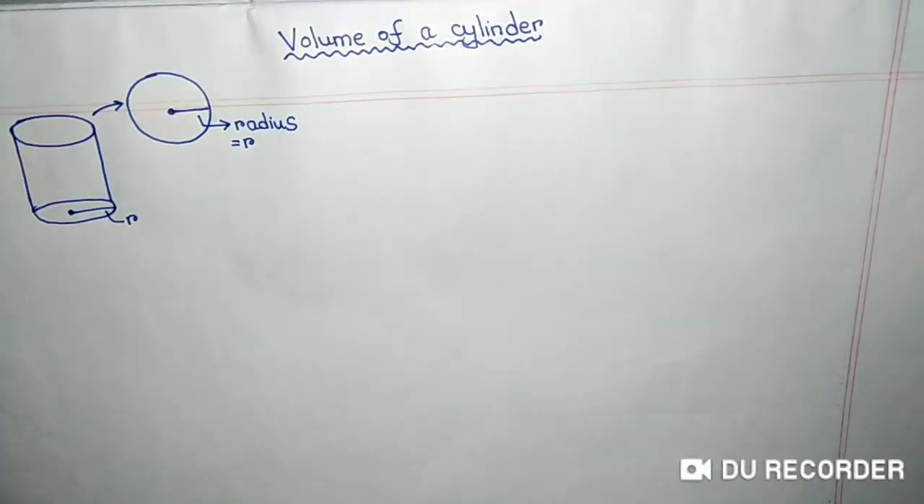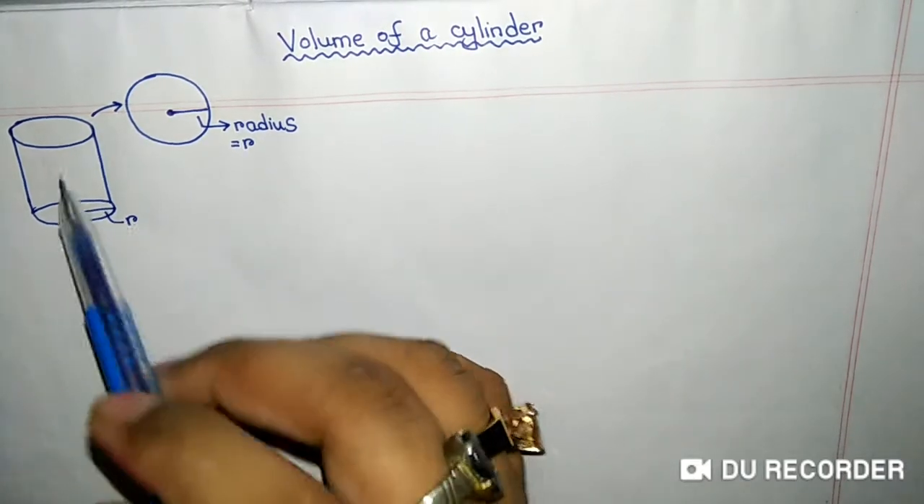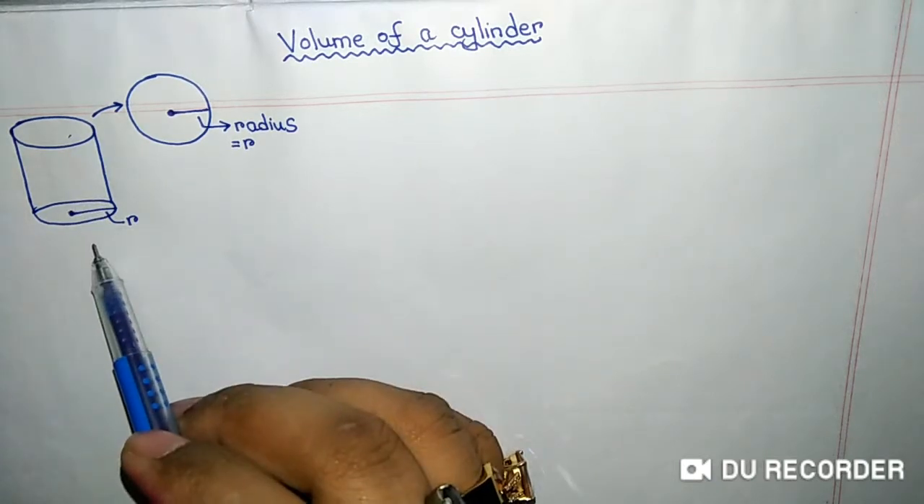Hello everyone, in this video we are going to learn how to find the volume of a cylinder, and also we will learn how to find the radius and the height of the cylinder whenever the volume of the cylinder is given. Now if we examine the shape of a cylinder, it is made up of two same circles, one at the top and one at the bottom.